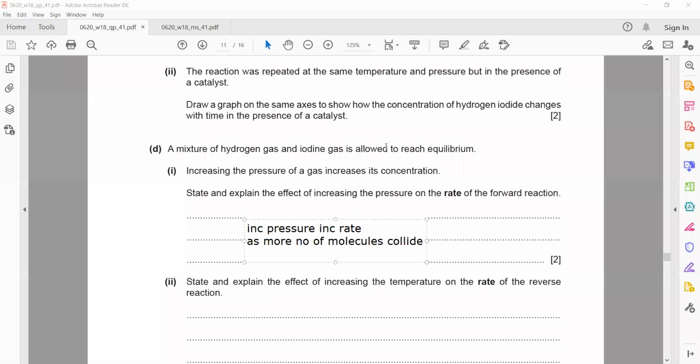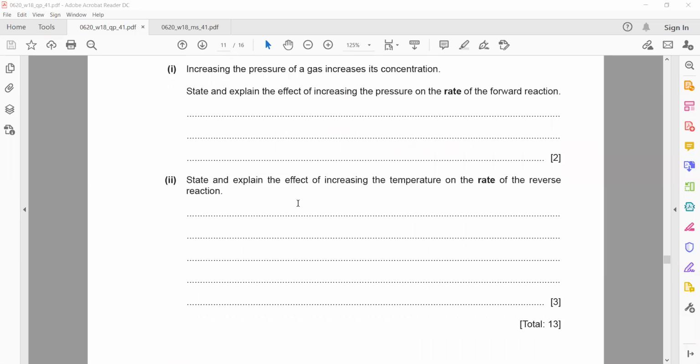State and explain the effect of increasing temperature on the rate of a reversible reaction. It's of 3 marks. So rate of a reaction, even if it's a reversible or irreversible, rate of the reaction always increases with temperature. The equilibrium shifts depending on whether the forward reaction is endothermic or exothermic, but the rate always increases. So increase in temperature as molecules gain more energy.